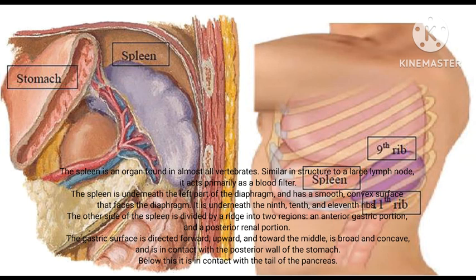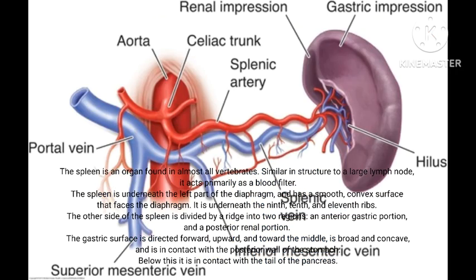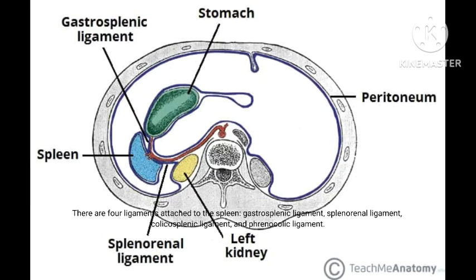The other side of the spleen is divided by a ridge into two regions, an anterior gastric portion and a posterior renal portion. The gastric surface is directed forward, upward, and toward the middle, is broad and concave, and is in contact with the posterior wall of the stomach. Below this it is in contact with the tail of the pancreas. There are 4 ligaments attached to the spleen: gastrosplenic ligament, splenorenal ligament, colicosplenic ligament, and phrenicocolic ligament.